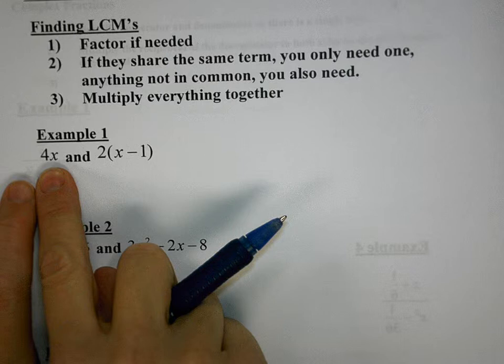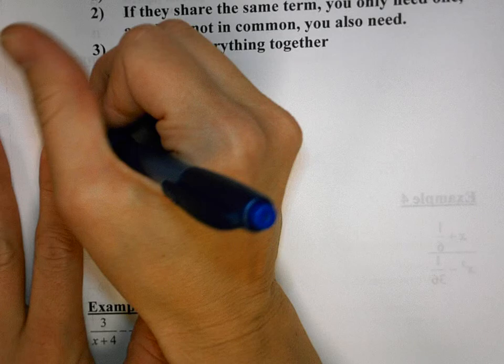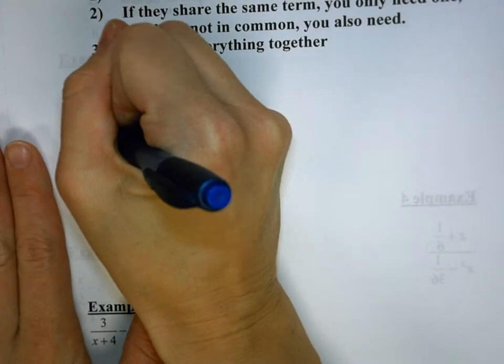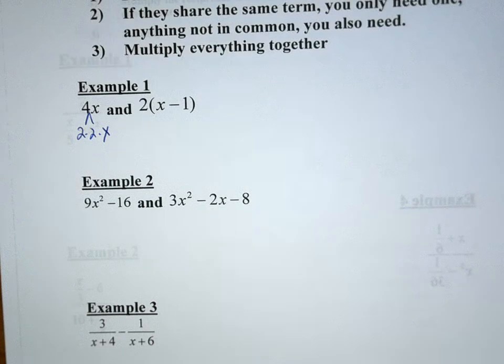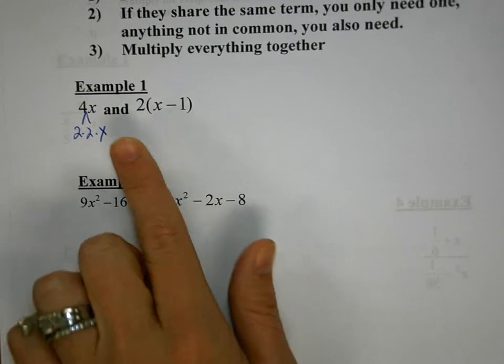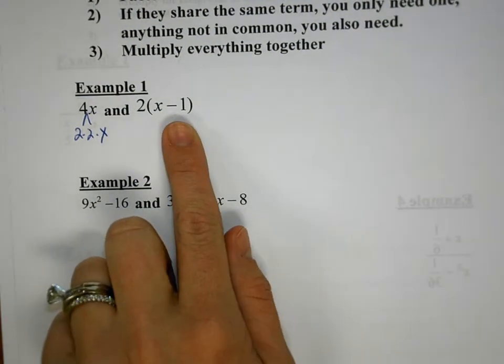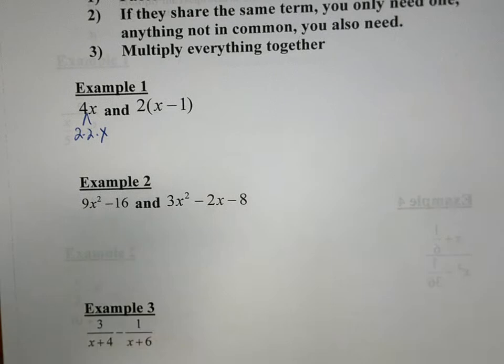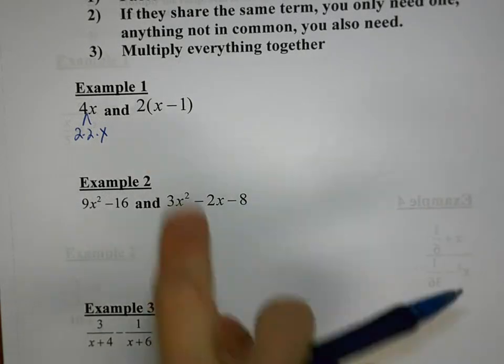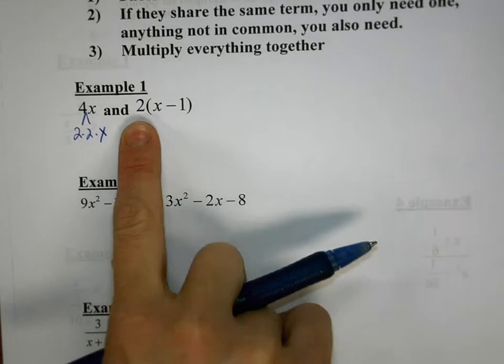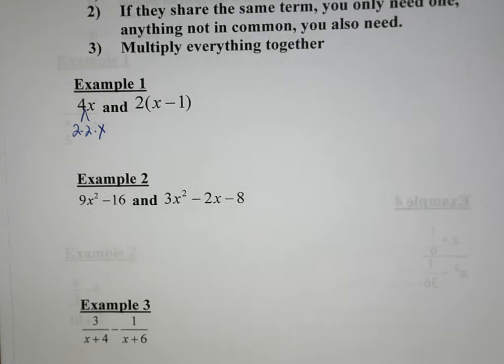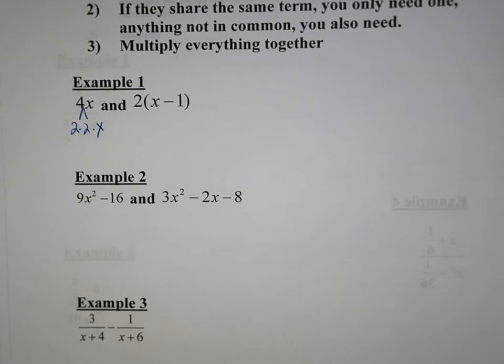Okay, so 4x. Do you guys realize that 4x is really the same thing as 2 times 2 times x, if you factor that down? Yeah. Okay, and over here you have 2 times x minus 1. So if we're trying to find a common denominator between 4x and 2 parentheses x minus 1, what do you think that common denominator would be?